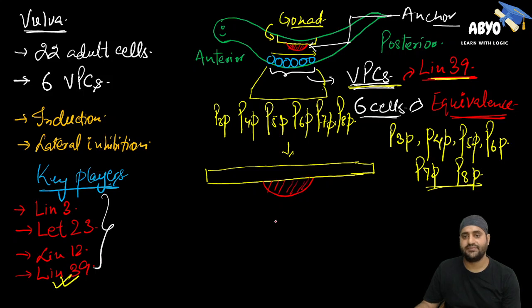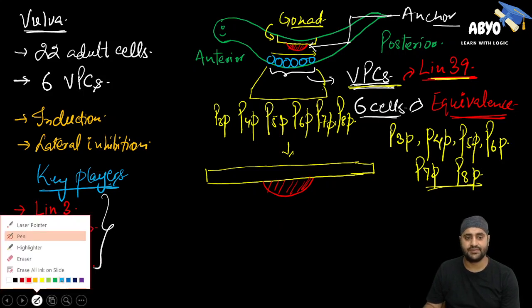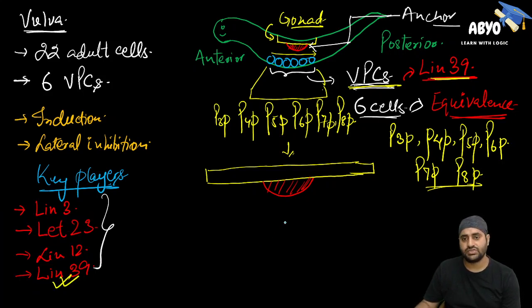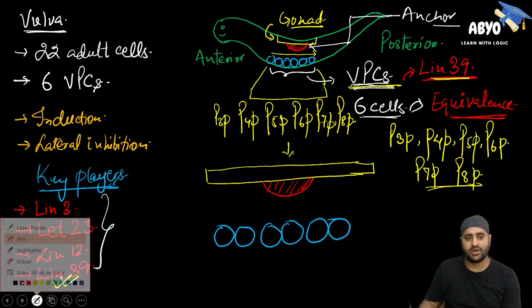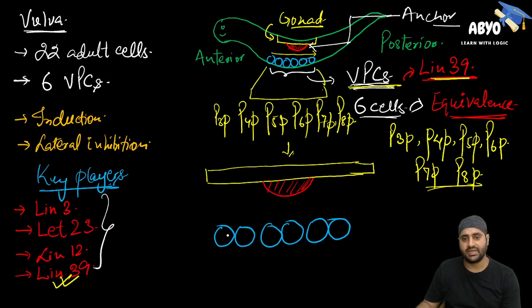the anchor cells. And as I have said earlier, just below the anchor cells, all the 6 VPCs will be present. Okay, so from centrally 2, 3, 4, 5, and 6. Now, they will be named accordingly. I will just give the numbers. Okay, so this is 3, 4, 5, 6, 7, and 8.